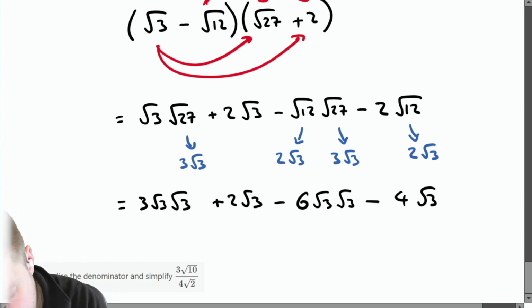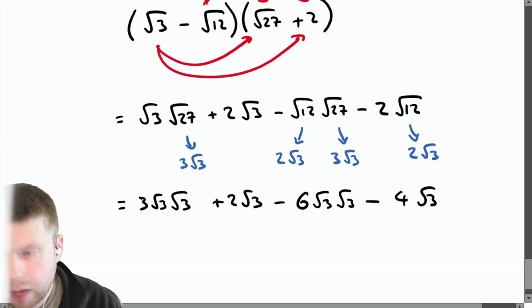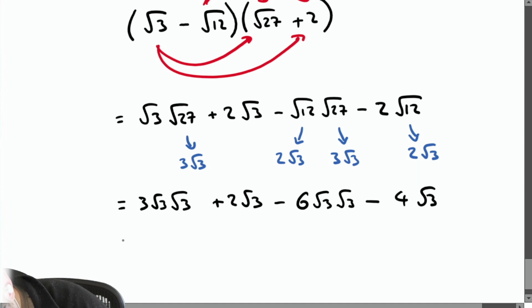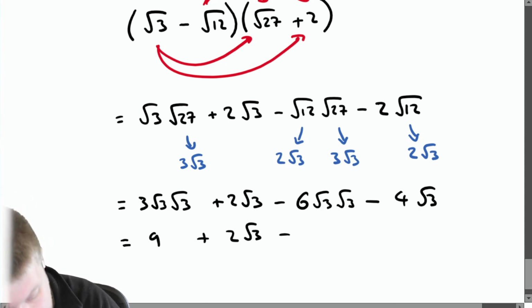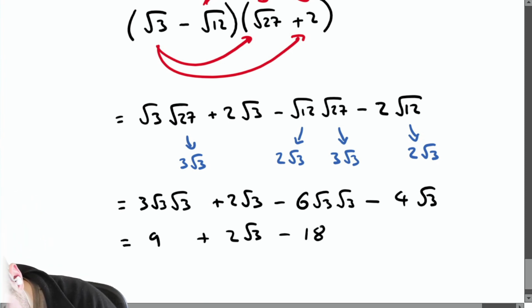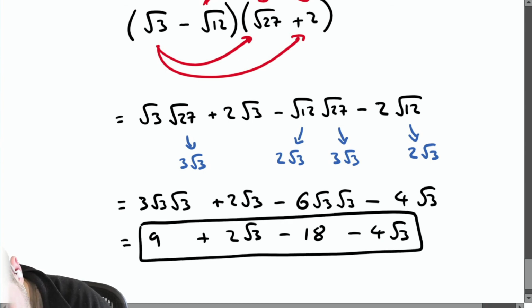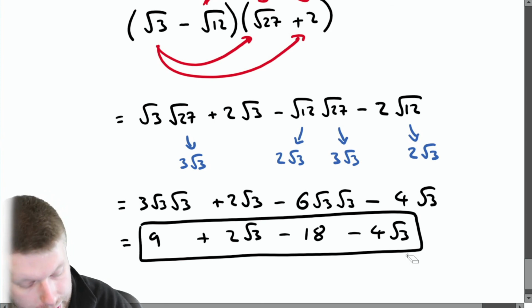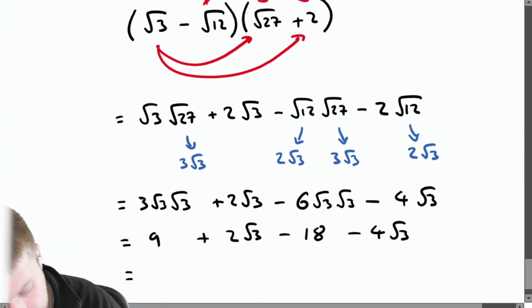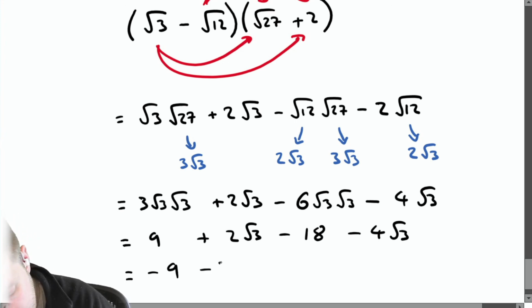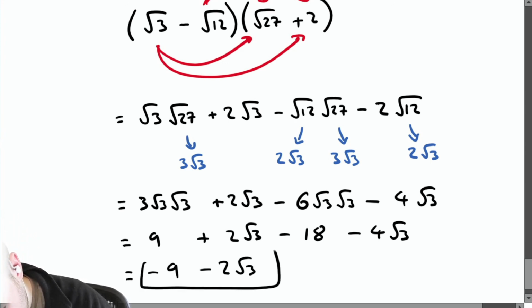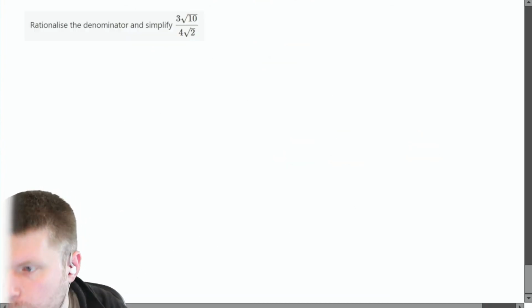And then I can just go through here and make sure that root 3 times root 3 is just 3, so therefore this is going to become 3 times 3, which is 9, plus 2 root 3, minus, again, root 3 times root 3, that's going to be 3, so 6 times 3 is 18, and then minus 4 root 3. Okay, so that there would be a simplified form. Actually, I can take this a little bit further, can't I? Because you notice 9 take away 18 is negative 9, and 2 root 3 minus 4 root 3 is negative 2 root 3. Okay, so I can leave my answer like this, fully simplified.